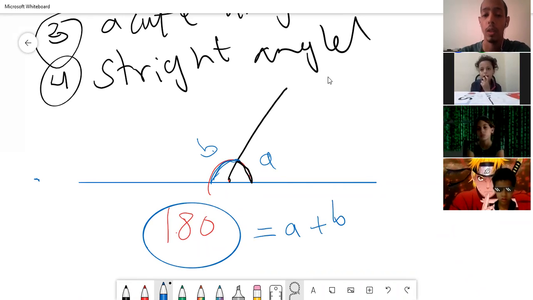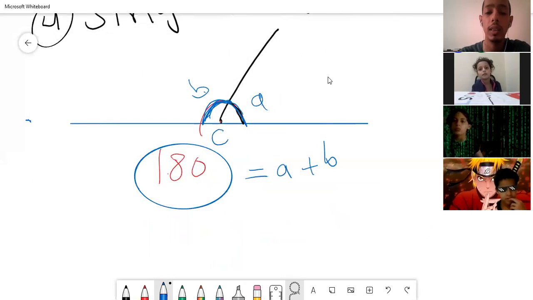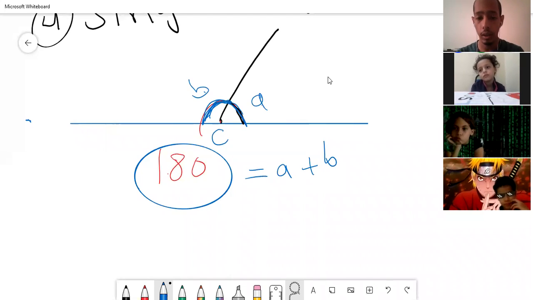But the whole angle, let's say this is C. The size of C is 180, but what is the size of A? I don't know. I should use the protractor to find the size of A and the size of B, but what is sure here is that A plus B equals 180.